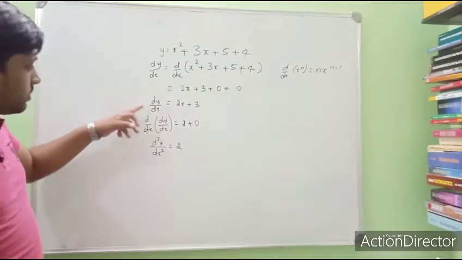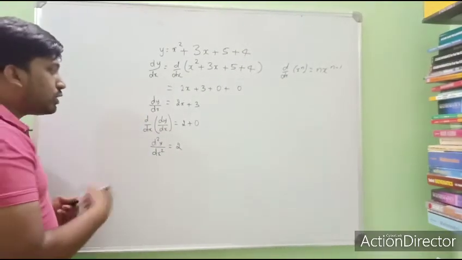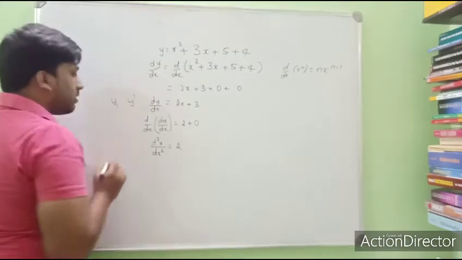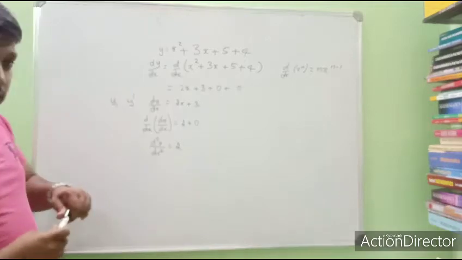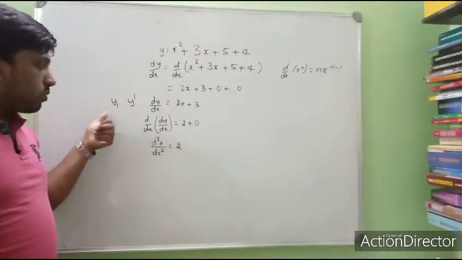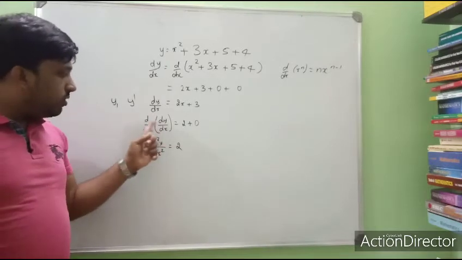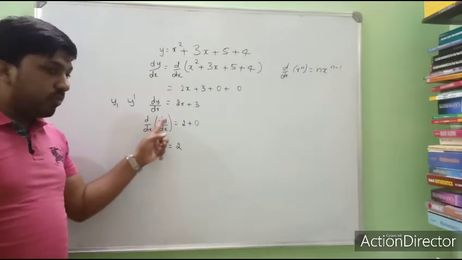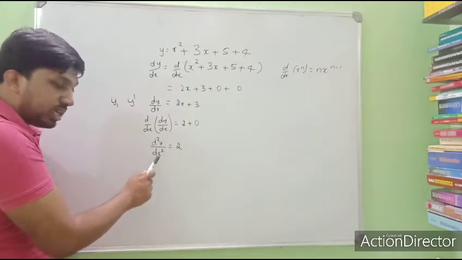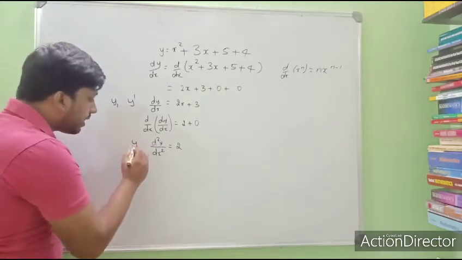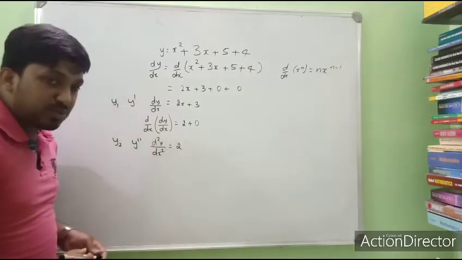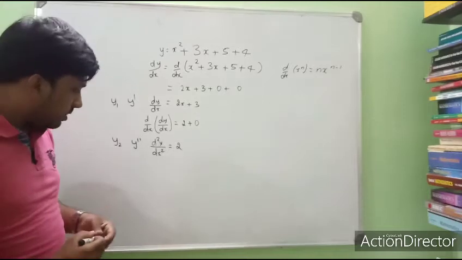The first derivative is dy by dx, or it is also indicated in the form of y dash or y1. Also, dy by dx of dy by dx, that is the second derivative, can be written as d square y by dx square, or we can write this as y double dash or y2. Any one representation you can give for the second derivative.